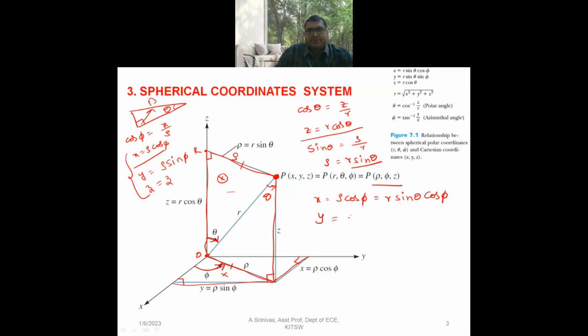Similarly, y is equal to rho sin phi, which is equal to r sin theta sin phi, and z equal to r cos theta. These three equations will give the relation between Cartesian coordinates and spherical coordinates.